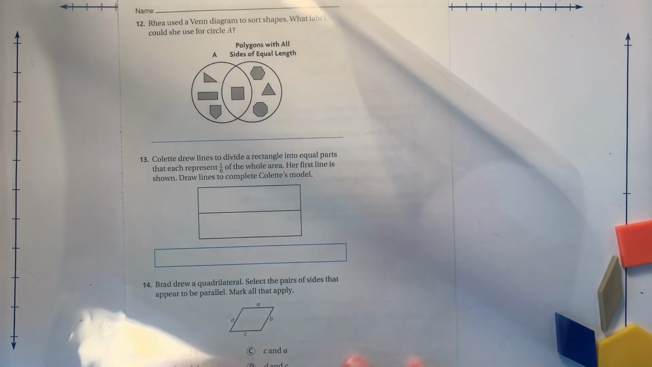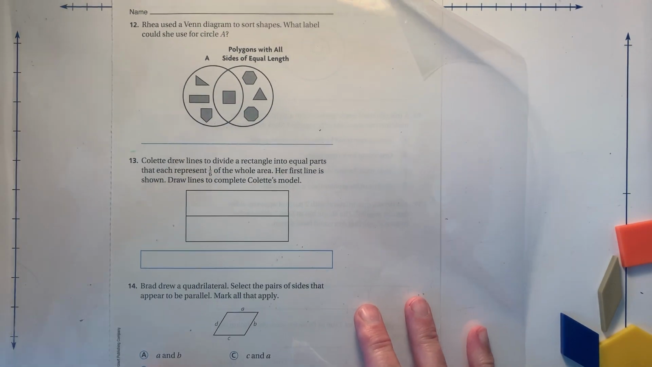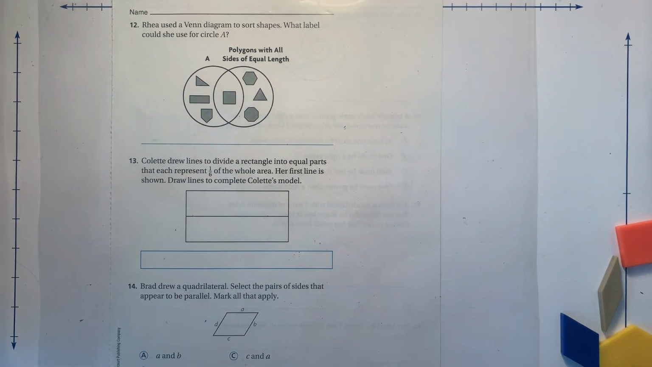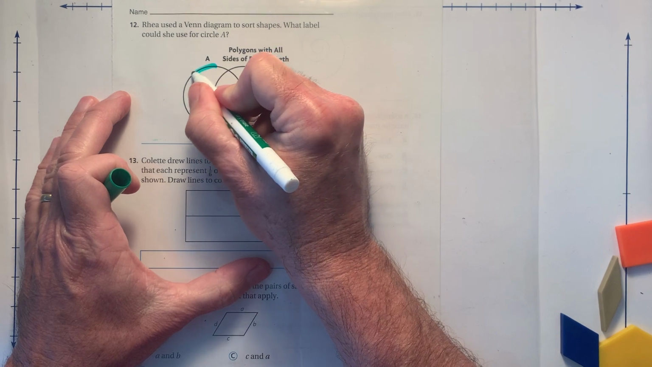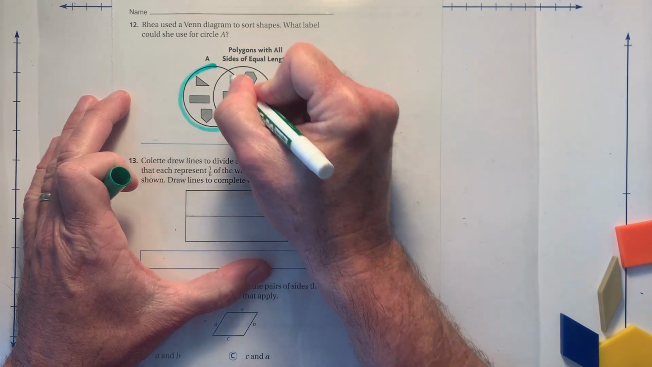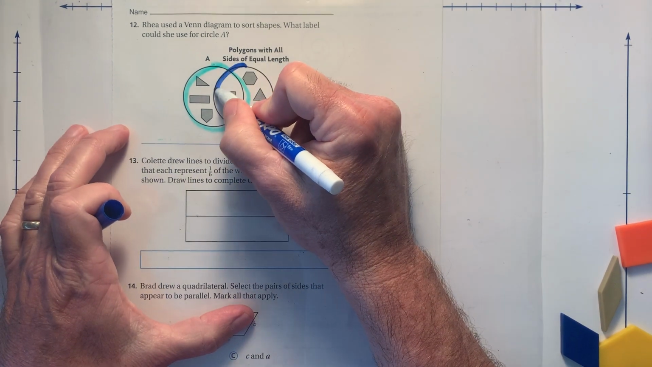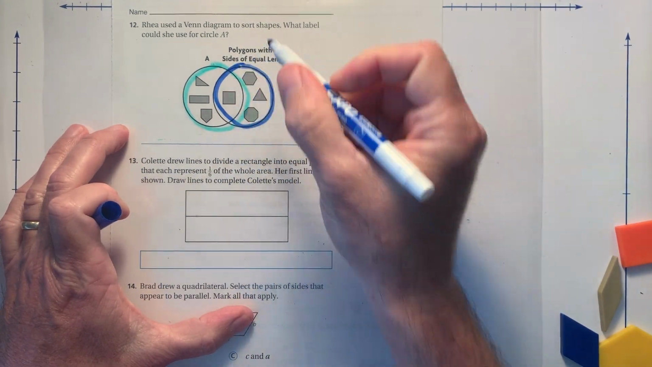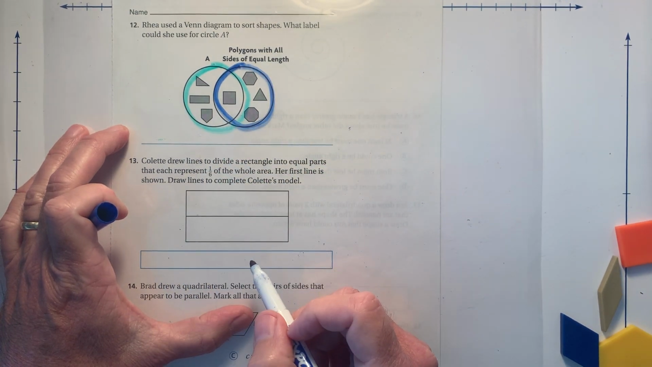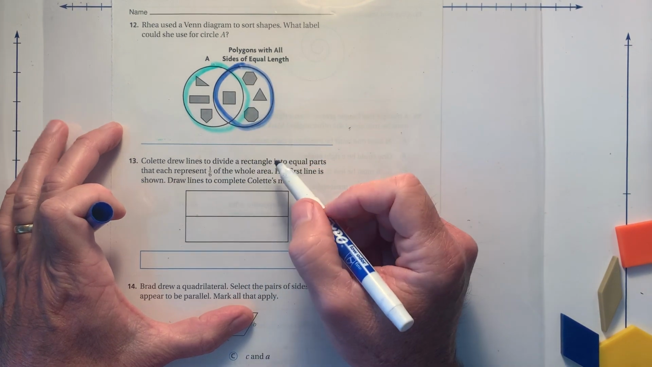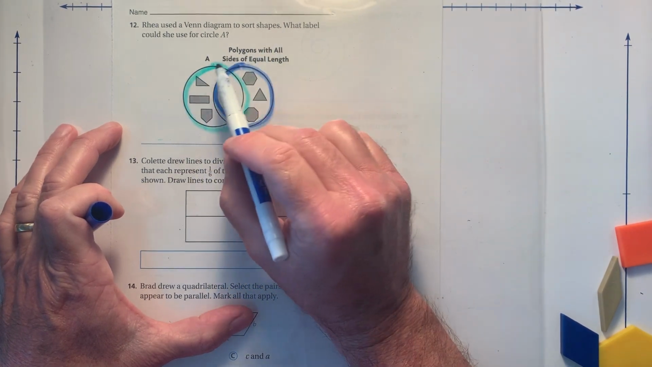Number 12. Rhea used a Venn diagram to sort shapes. What label could she use for circle A? Remember, we are looking at 2 completely different circles. We're going to look at the green circle, and we are going to look at the blue circle. Here we have green, and here we have blue. The overlap is here in the middle, and she wants to know what could she use for circle A.